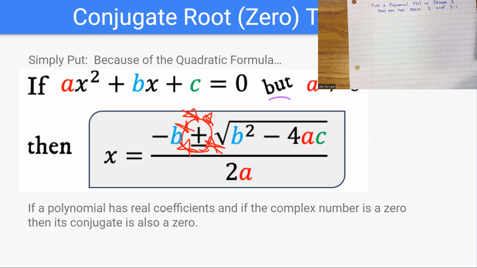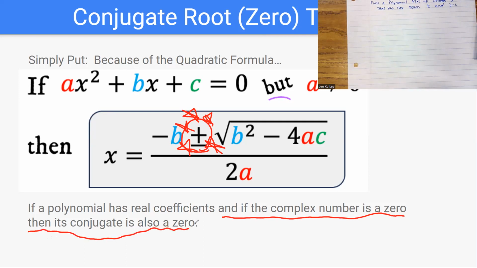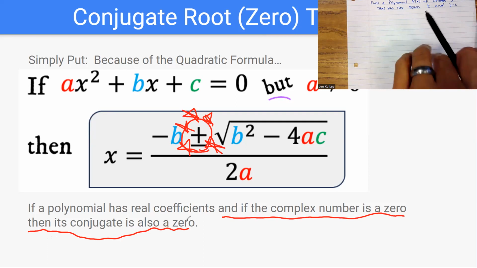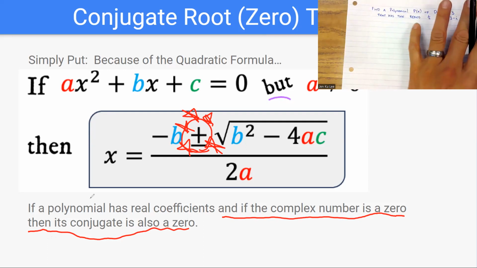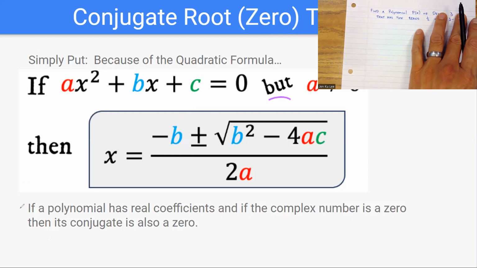So if a polynomial has real coefficients and if the complex number is a 0, then the conjugate is also a 0, right? In plain English, I don't know if that confused you. Basically, if a complex number is a 0, then the conjugate of that complex number is also a 0.